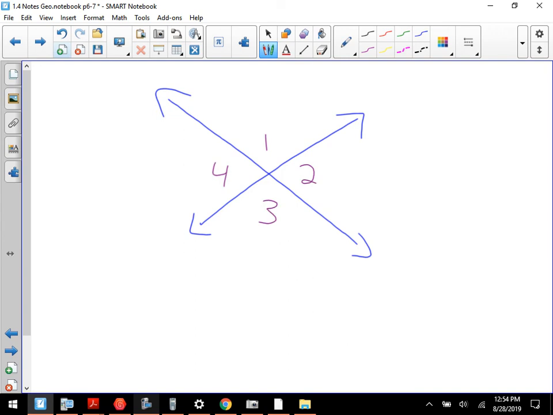The order in which I label them doesn't matter. It's just how I decided to label them. Anyway, what can you tell me about angles 1 and 2?